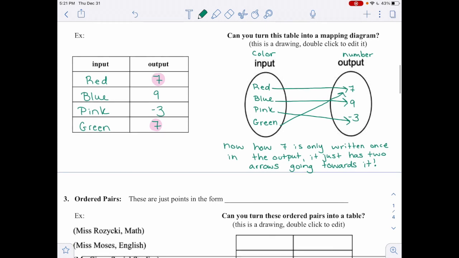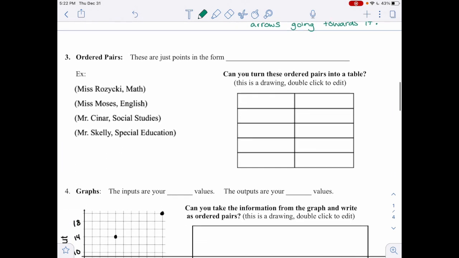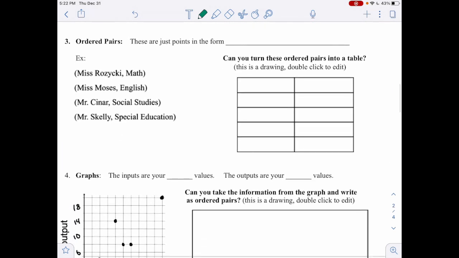So the whole idea about relations is I can represent them in so many different ways. So right now we've just talked about tables and mapping diagrams, and we've shown how we can share the same information with somebody using 2 different representations. We can also talk about ordered pairs. Ordered pairs should not be new to you as well. They're just points in the form of input, comma, output. Most commonly, you'll see them as x comma y, and we'll talk about that in a second.